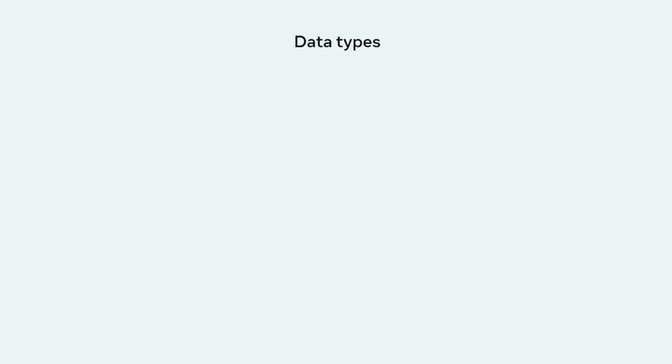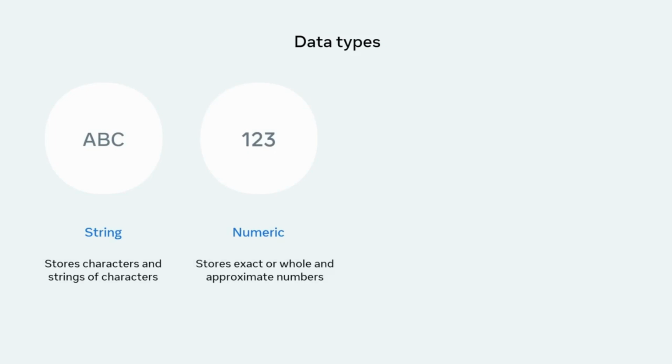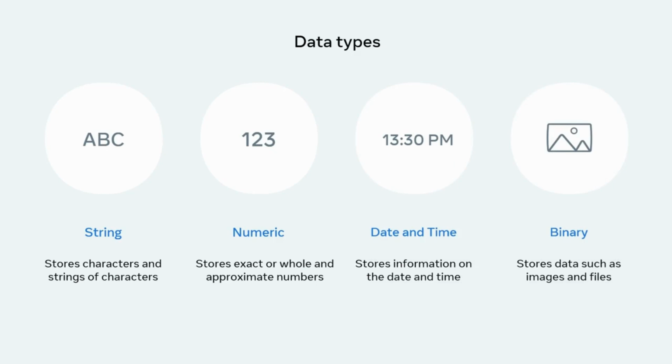For example, you might have different types for MySQL, SQL Server, or Access. Always refer to the documentation of the relevant database system to check what data types it supports. Generally, all database systems support string data types for storing characters in strings of characters, numeric data types to store exact or whole numbers and approximate numbers, date and time data types to store information on date and time, and binary data types to store images, files, and other information.